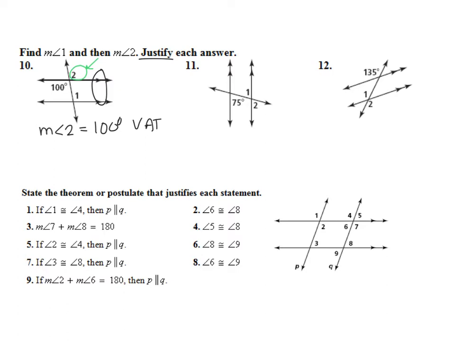Now if we know that these two angles are a special angle pair, if this is my transversal, then I know that the measure of angle 1 equals 100 degrees by the alternate interior angles theorem.